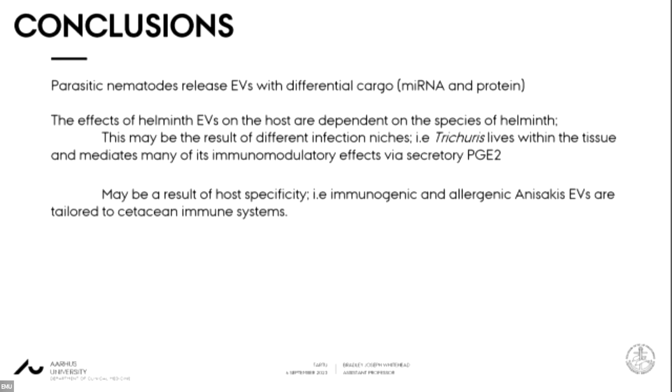So in conclusion, parasitic nematodes release EVs. They have differential cargo, which I suppose hints towards specificity. And these effects on the host are dependent on the species. It must be remembered that Anisakis, the allergic helminth that we looked at, is not a natural parasite of humans. So we are an accidental host. It really wants to be in a cetacean, so a dolphin or a whale. And there seem to be really strong species-specific effects within helminths.